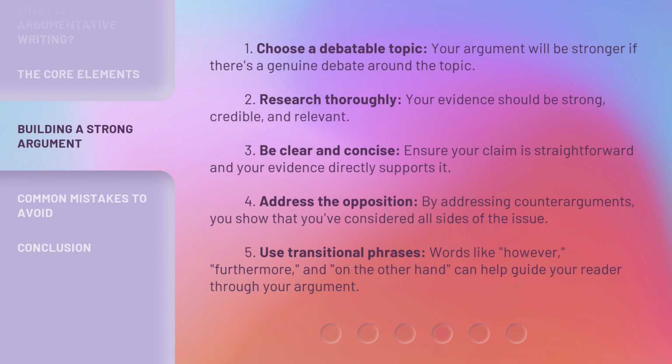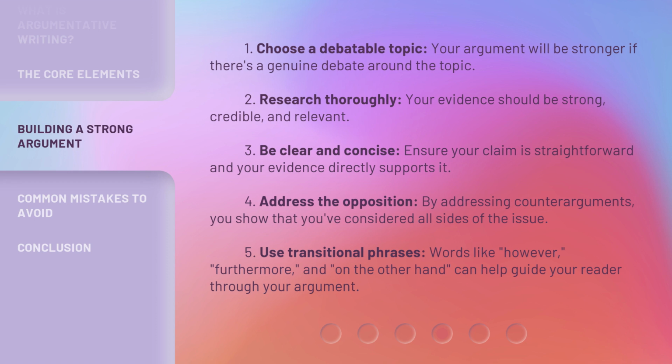1. Choose a debatable topic. Your argument will be stronger if there's a genuine debate around the topic. 2. Research thoroughly. Your evidence should be strong, credible, and relevant. 3. Be clear and concise. Ensure your claim is straightforward and your evidence directly supports it.